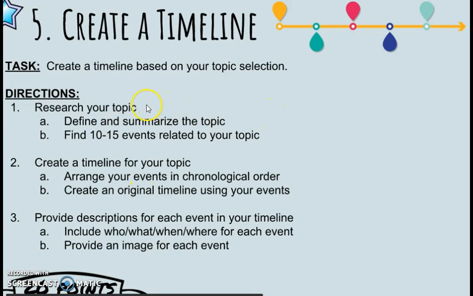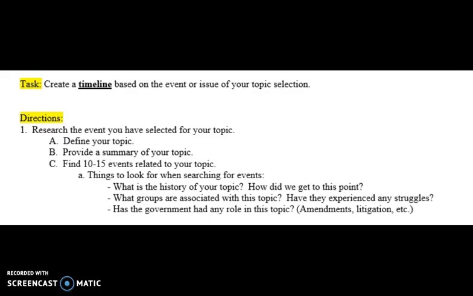So step one is going to occur during the research phase of your project. During the course of your research, you will need to find 10 to 15 events that have to do with your topic. So this is a look at your rubric. If you see here, these are the types of things that you should be looking for during your research.